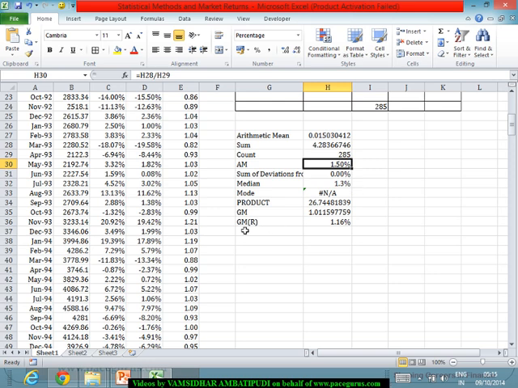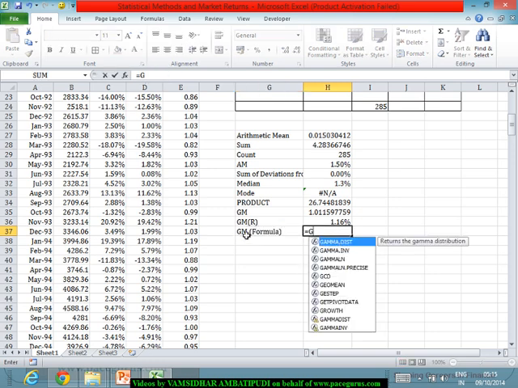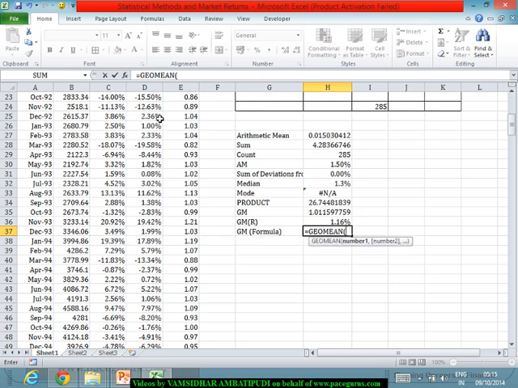I could have used directly the geometric mean formula itself. So for the geometric mean using the formula, there is a function called GEOMEAN. So GEOMEAN of these numbers, minus 1.